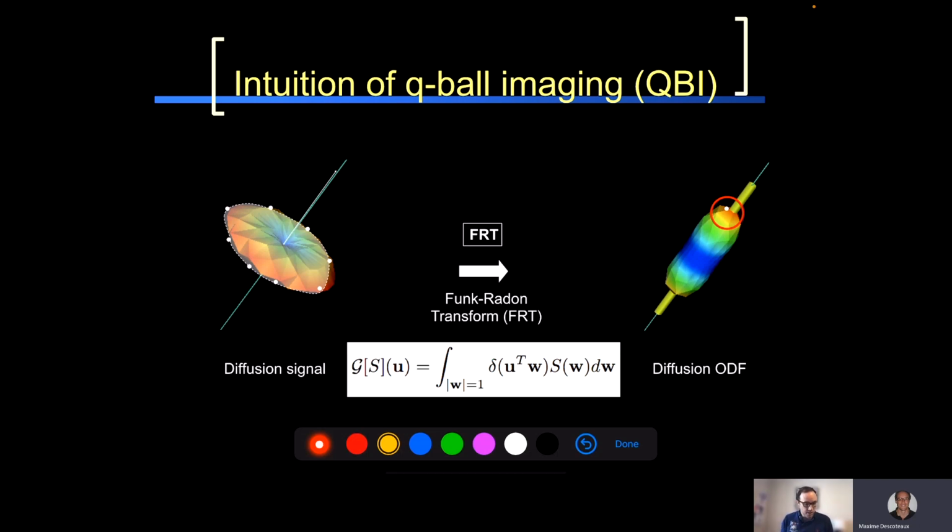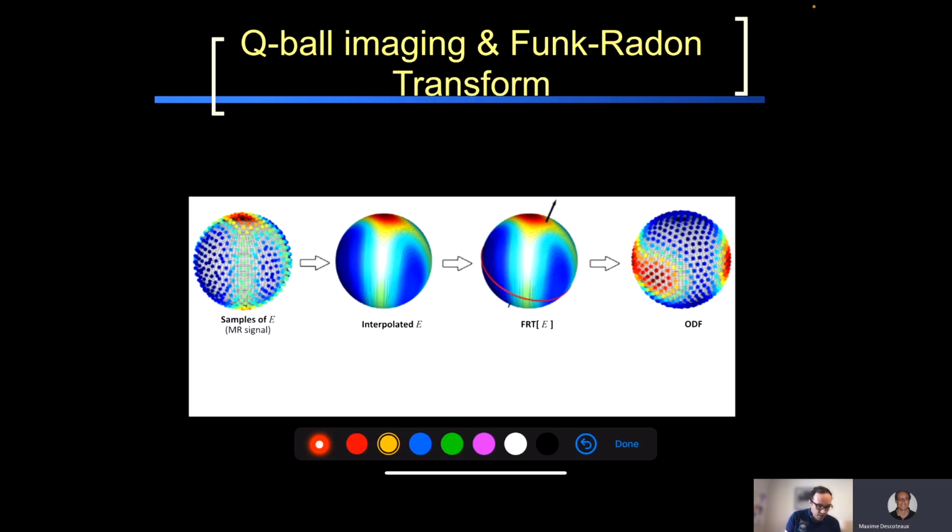So David Tuch, in his famous Q-ball imaging paper, showed the world that it was possible to transform the diffusion weighted signal on the sphere using this Radon transform. Why Radon? Because it looks like computed tomography, which also does a Radon transform, but now it's on the sphere. So that's why the Funk-Radon comes into play. And so given a diffusion weighted signal here that we can extrapolate on a big sphere, we compute great circle integrals to get here diffusion ODFs. And this is the Q-ball imaging technique and model.